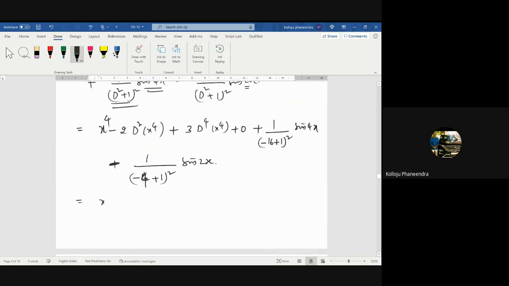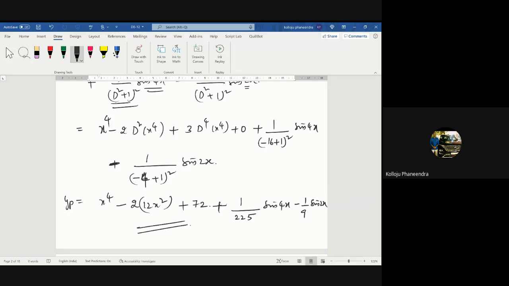So this is equal to x to the power of 4 minus 2. What is this? 4x cube, that is 12x square, 12x square. And this is 4 factorial, D power 4 of x power 4, that is 24. 24 threes are 72. And coming to this, minus 15 whole square, 15 15s are 225, sin 4x. And this is 3 whole square, minus 1 by 9 sin 2x. This is yp.